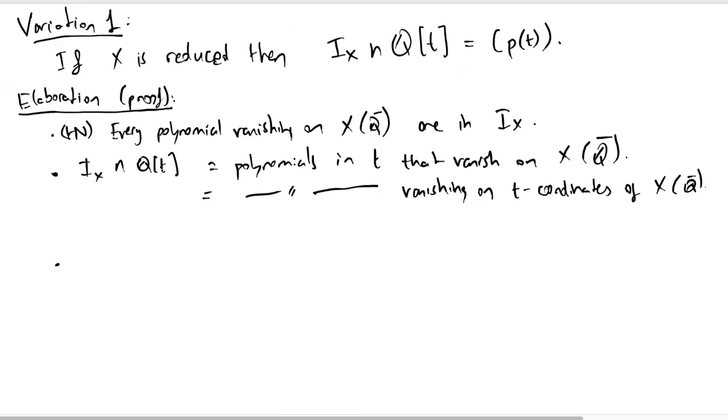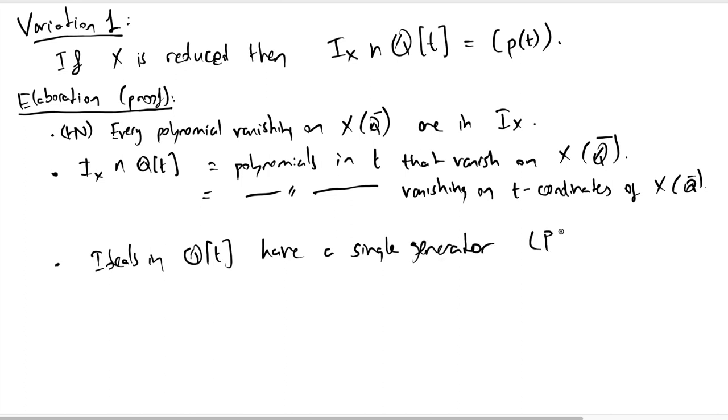So this is an ideal, and the ideals in polynomials with a single variable have a single generator. So this polynomial ring is called a PID, principal ideal domain. So that this I(X) intersected with Q[t] is divisible, every polynomial in here is divisible by this generator. And what is this generator?